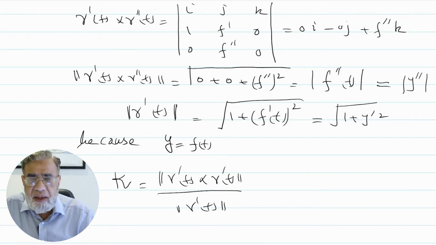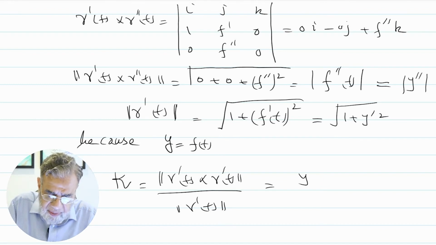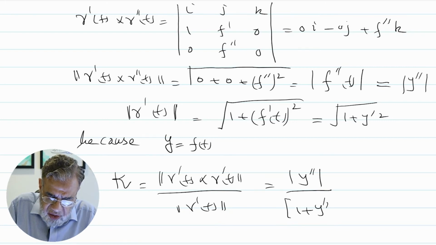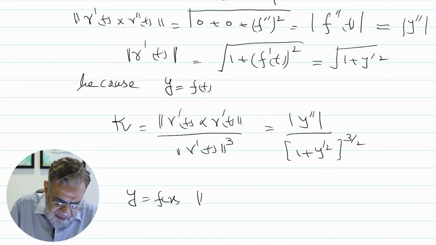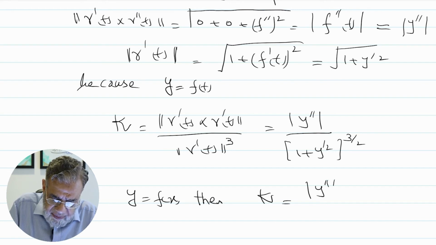I have just calculated this. I can have here my y double dash, magnitude of this one, over 1 plus y dash whole squared, root of this one, power 3 here. So it becomes 3 by 2. So I have the formula: if y is equal to f of x, then the curvature of this one is kappa equal to y double dash over 1 plus y dash whole squared to the power 3 by 2.